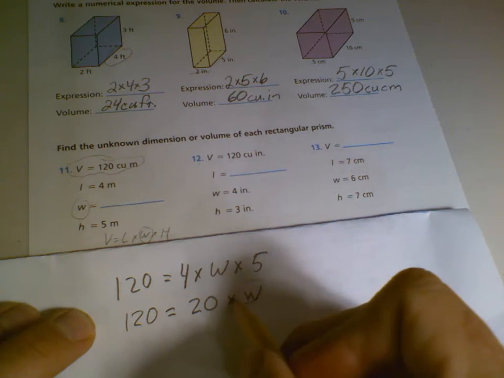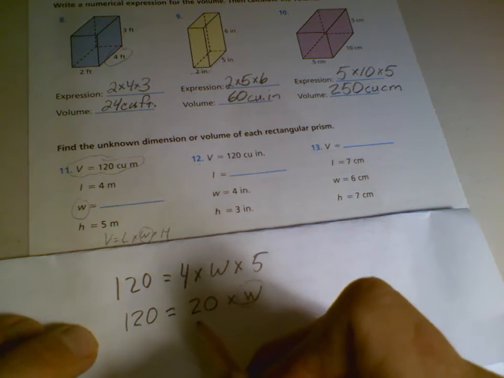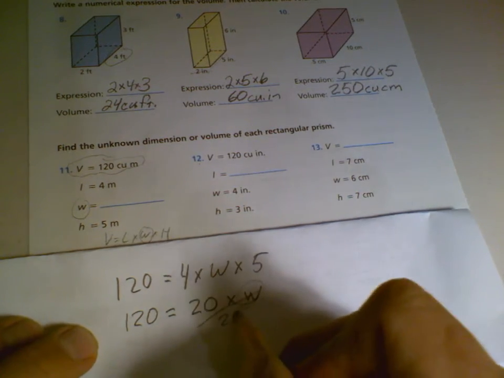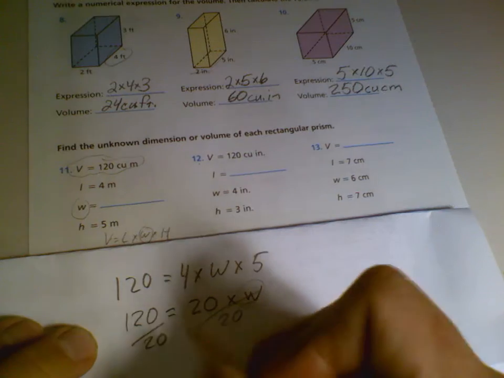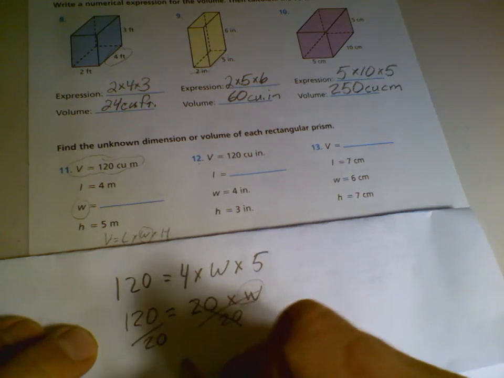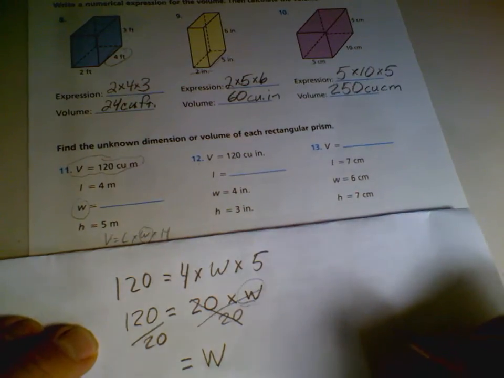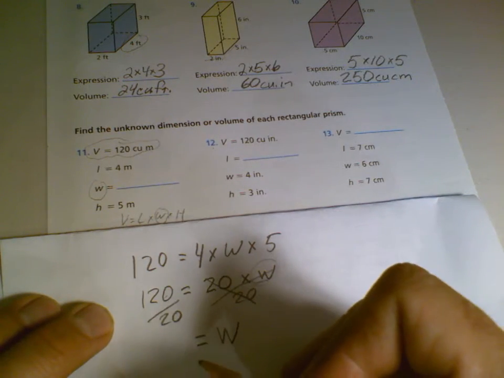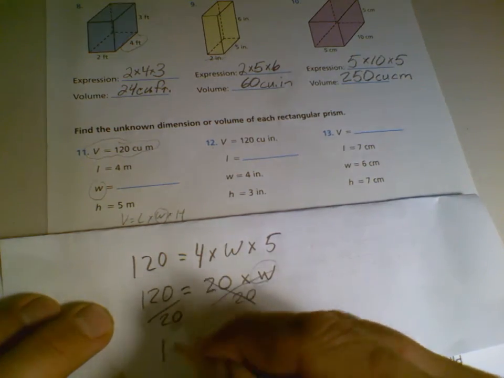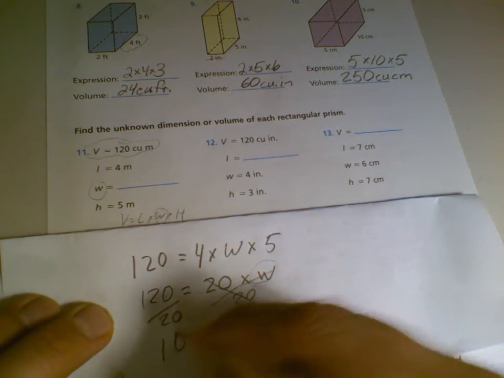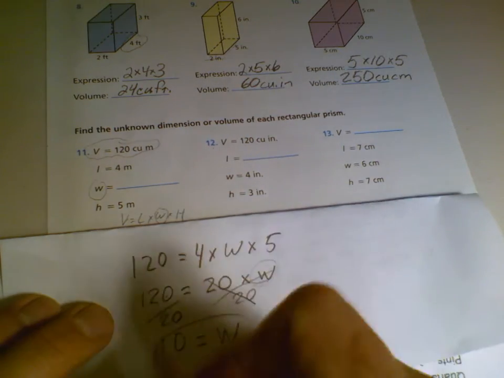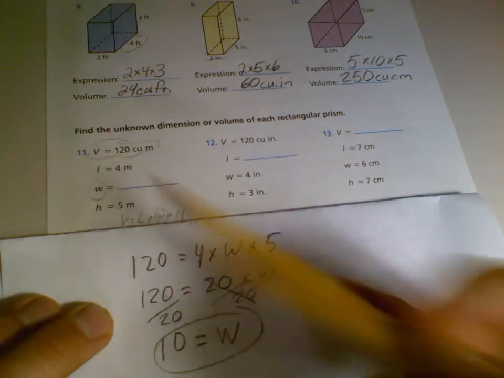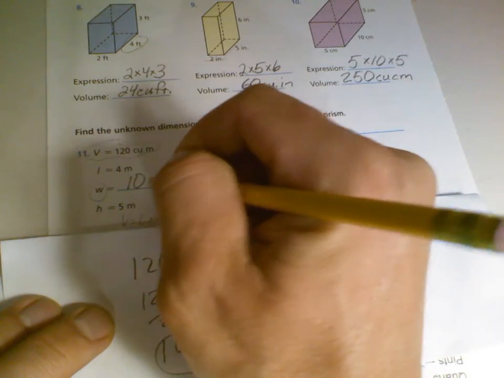To unlock this relationship, we divide. So we take this side and divide it by 20, and we take this side and divide by 20. So the 20s disappear over here, and you're left with just W. So that's how this works. So 120 divided by 20 is 10. So our width is actually 10, and we have a label of M, so it's 10 meters.